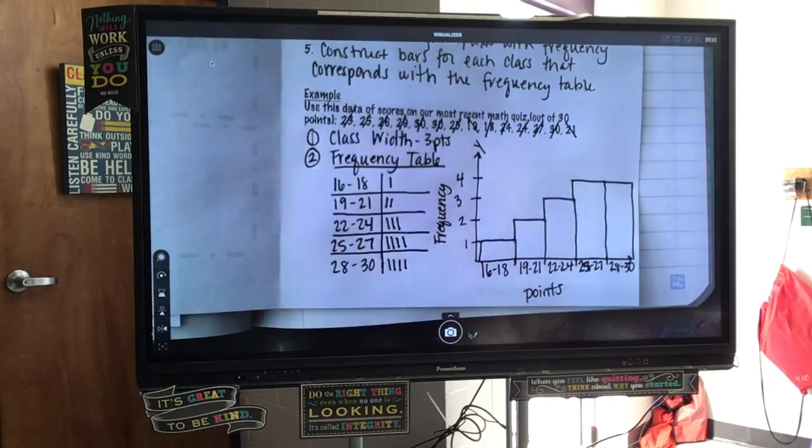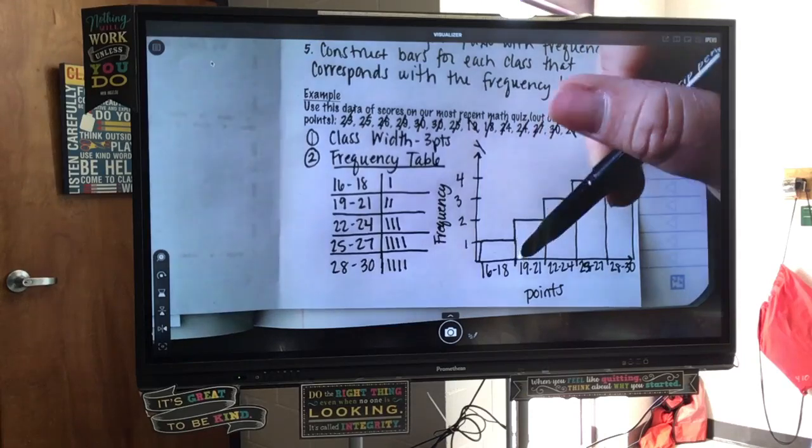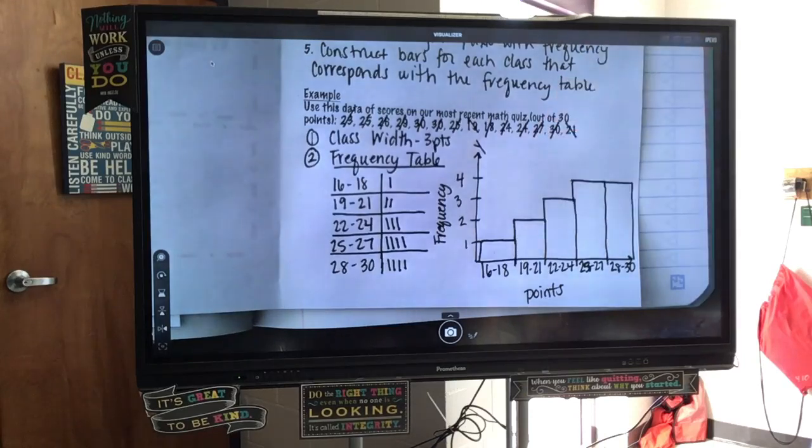All right, so that is a histogram. What makes this hard is the range down here, and remembering that you have to have the bars connecting, not separate. All right, questions? All right, glue this in.